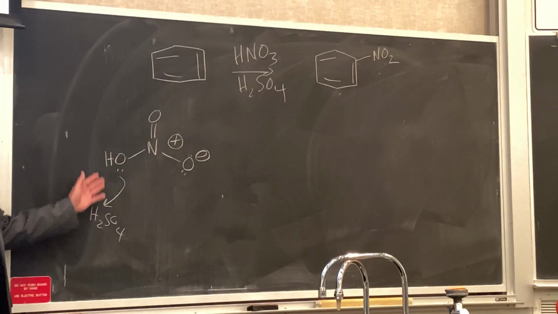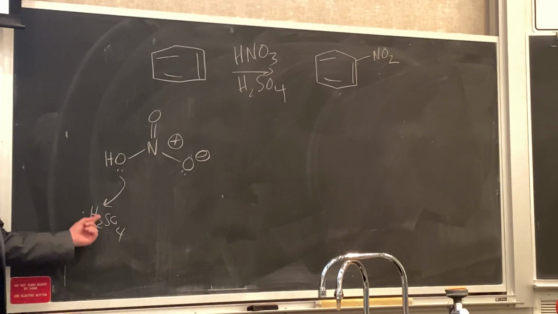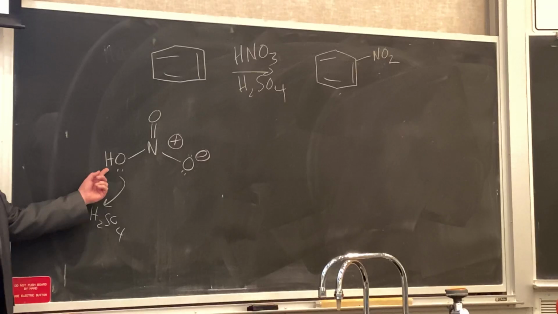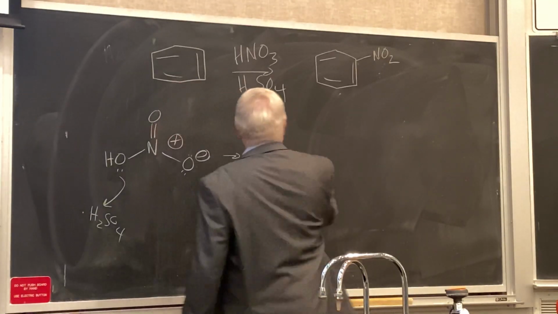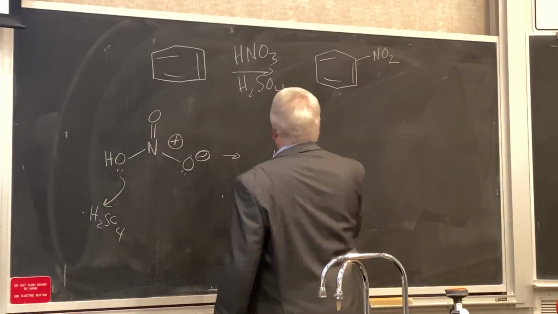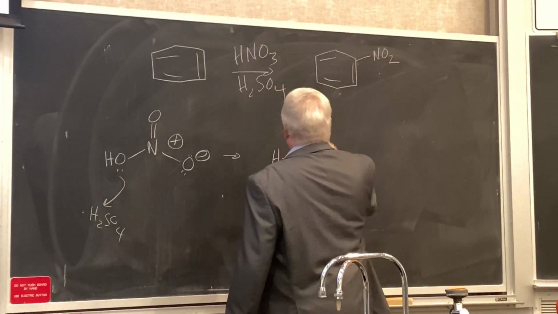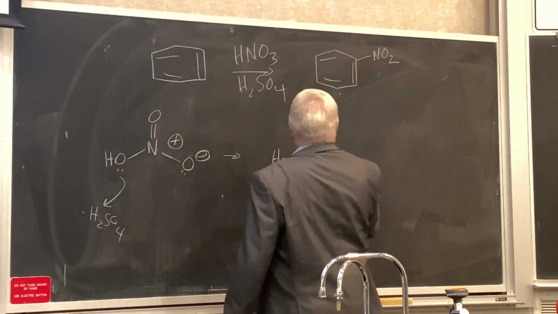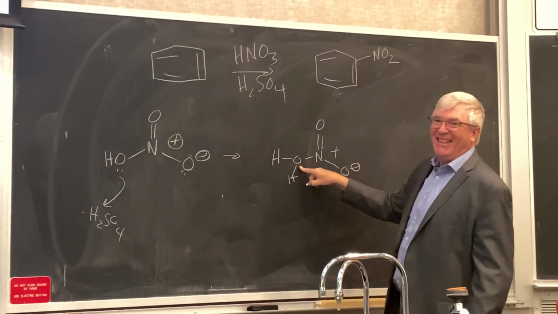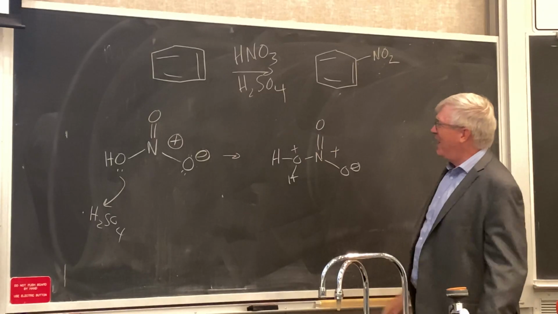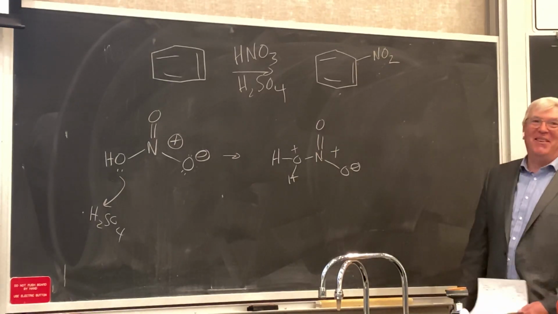Now that might look kind of weird, but this is a stronger acid, so this is the better proton donor. And we can protonate nitric acid. I know that looks kind of funny, but believe me, it works. So we get 2 oxygens on there. And we still have the negative charge, plus charge there. And what do we have here? Oh, we have a plus charge.